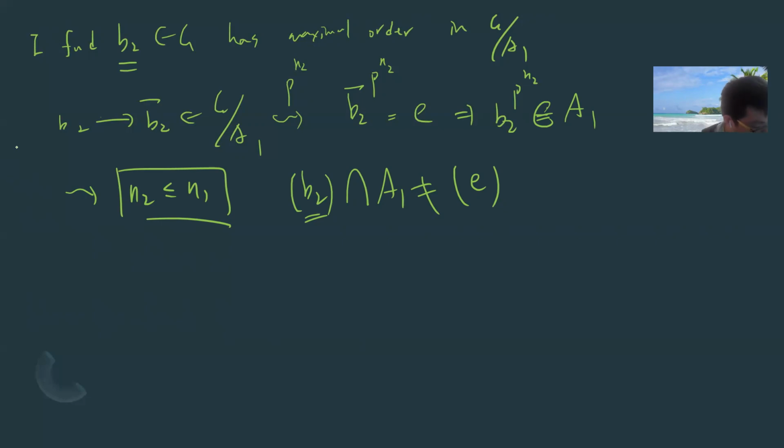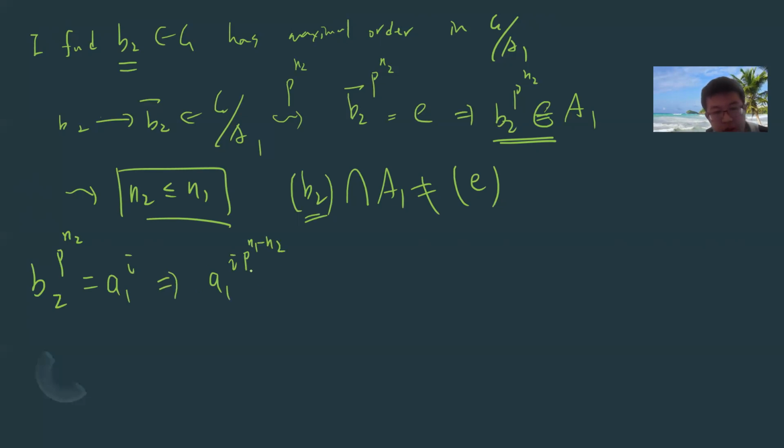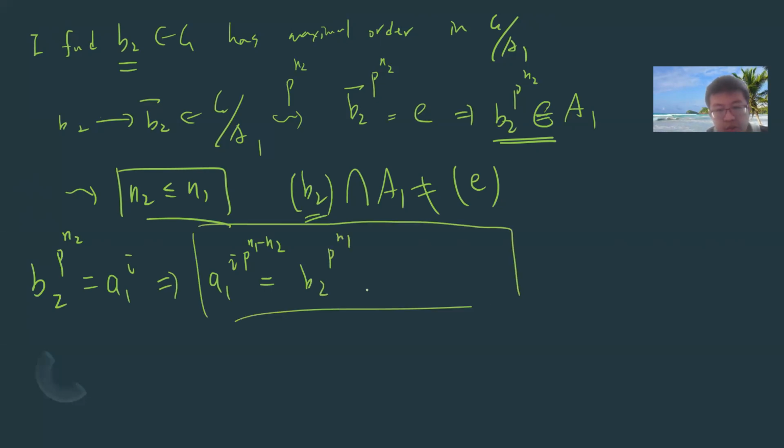Okay, so let's see. From here we know that p^n2 is the first power of b2 that lies in A1. Suppose b2^(p^n2) is in A1, so let's say this equals a1^i. Then I can raise it to the power p^(n1-n2), and it becomes b2^(p^n1), so b2^(p^n1) must be identity. Why?